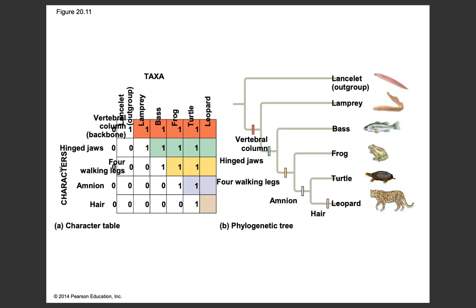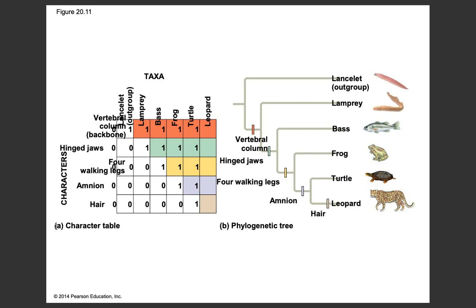The characters are either shared ancestral or shared derived: the vertebral column, the hinged jaws, the four walking legs, the amnion, the hair. Those are all of the characteristics. So animals, characteristics, and then in this chart you have ones and zeros. Notice that the zeros are shifted to the left; they need to be shifted one box over. So the leopard would really have 1, 1, 1, 1, 1. The turtle would have all ones except for the 0 at the bottom. Sorry about the formatting.